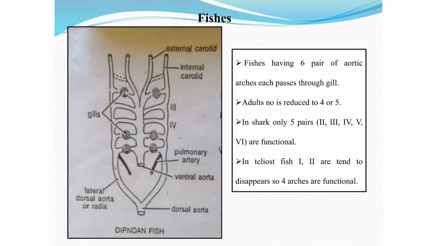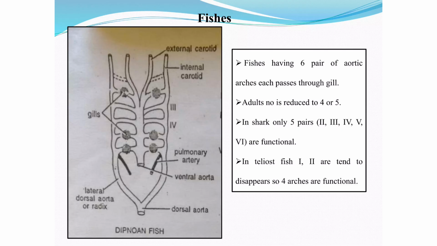In most sharks, the first pair of aortic arches disappears. So there are only 5 pairs: 2, 3, 4, 5 and 6 aortic arches. In teleosts, the first 2 pairs of aortic arches disappear. Hence, there are only 4 pairs of aortic arches. That means the 3rd, 4th, 5th, and 6th in teleosts.